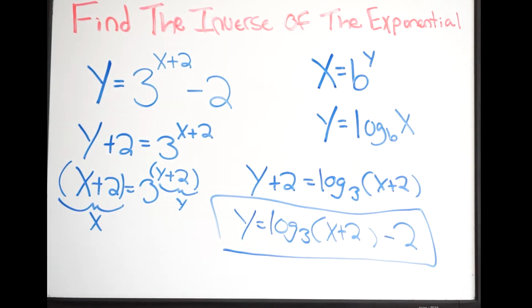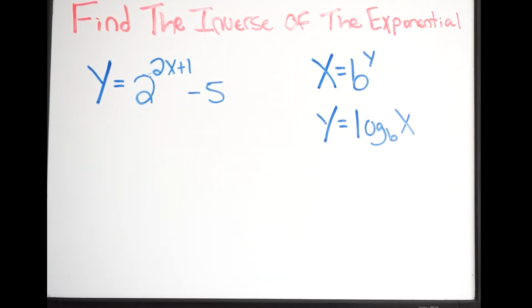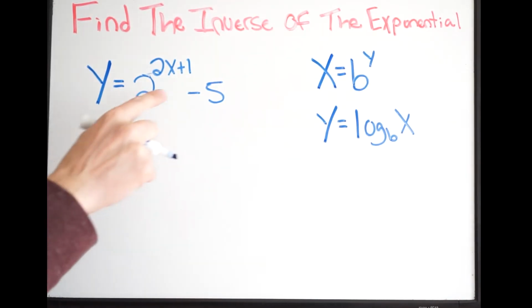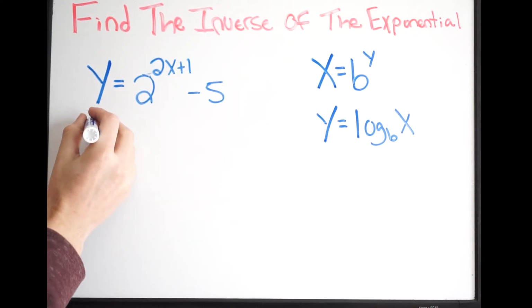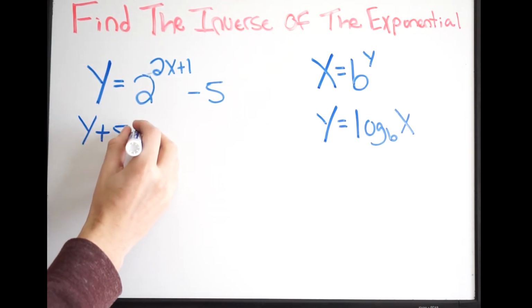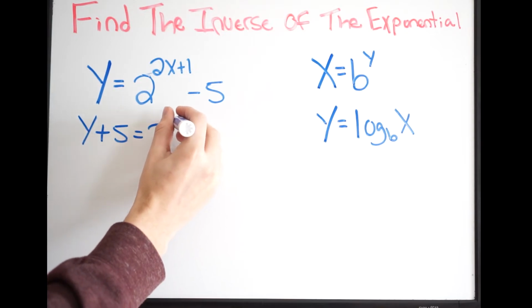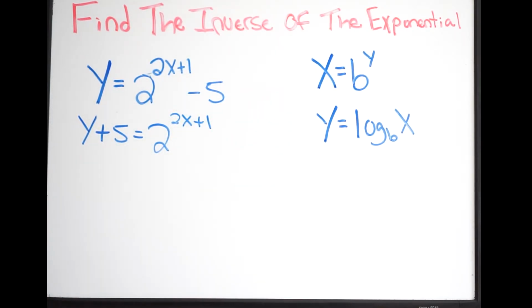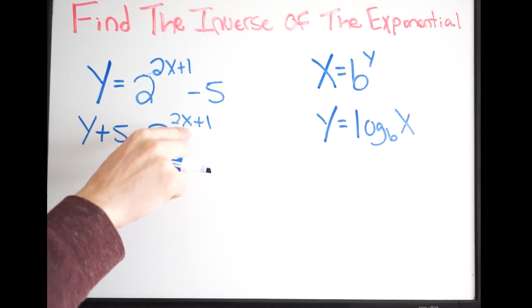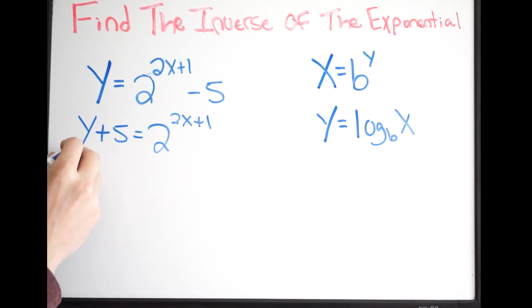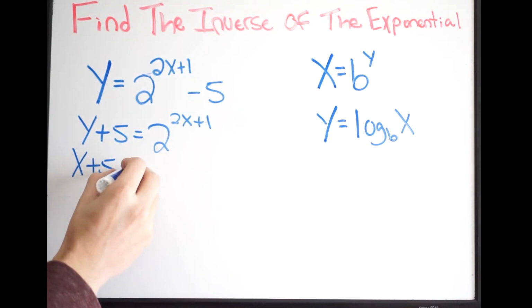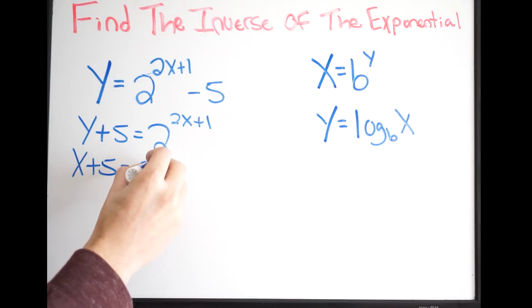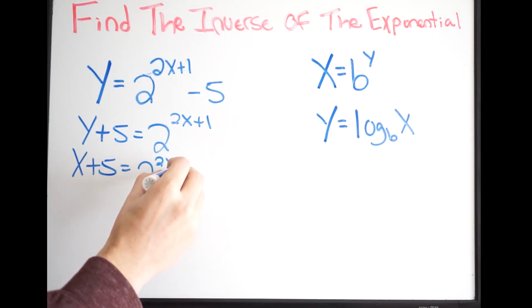Okay, let's try one more example. Okay, so here's our last example. Again, first step, isolate the exponential. So I'm going to add 5 on both sides. So I get y plus 5 equal to 2 to the 2x plus 1. Okay. From here, we want to go ahead and make the switch. I want to replace the y with x and the x with y. So doing that, I get x plus 5 equal to 2 to the 2y plus 1.